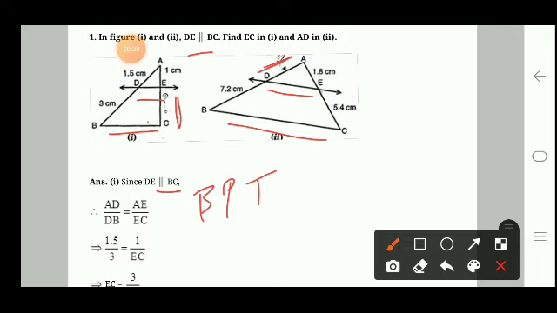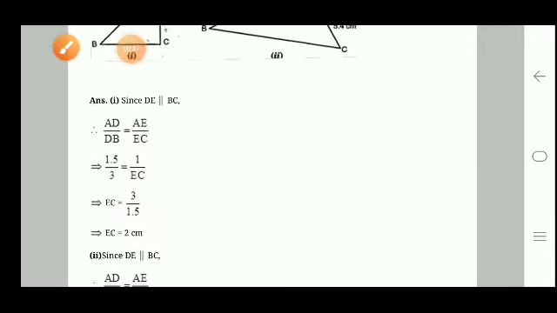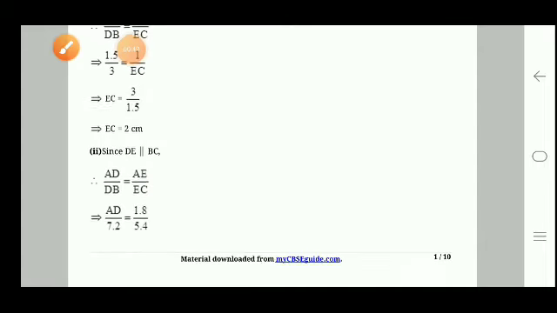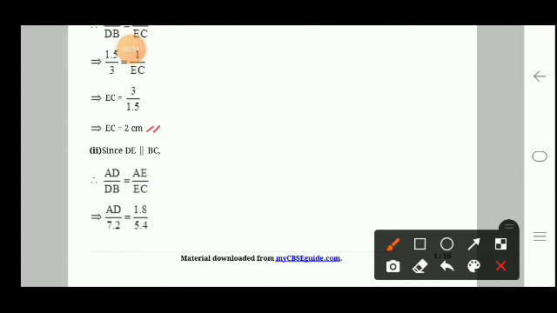So by this theorem, what we can write here is that AD upon DB is equal to AE upon EC. In the same way, we have 1.5 over 3 is equal to 1 over EC. So on solving this, we get the value of EC, which is equal to 2 centimeter. And the same in the second figure, since again DE is given parallel to BC.